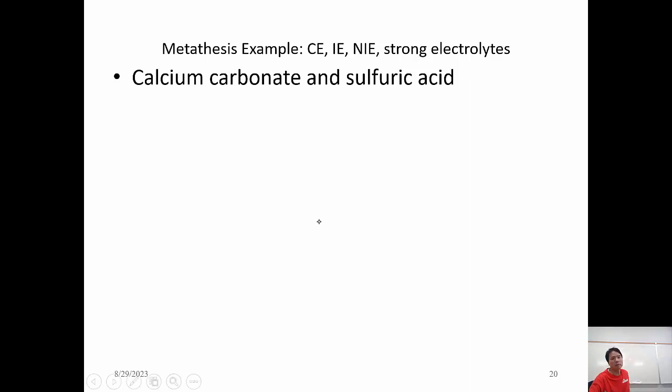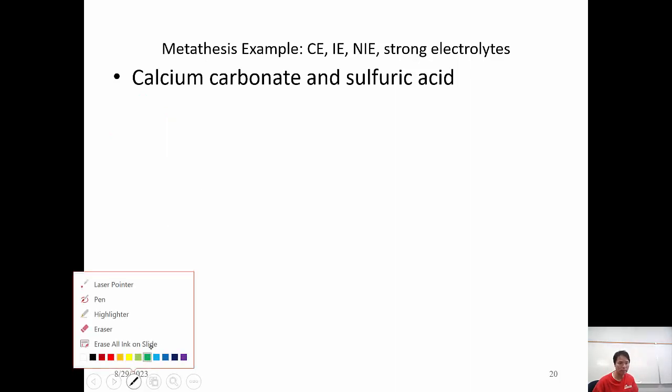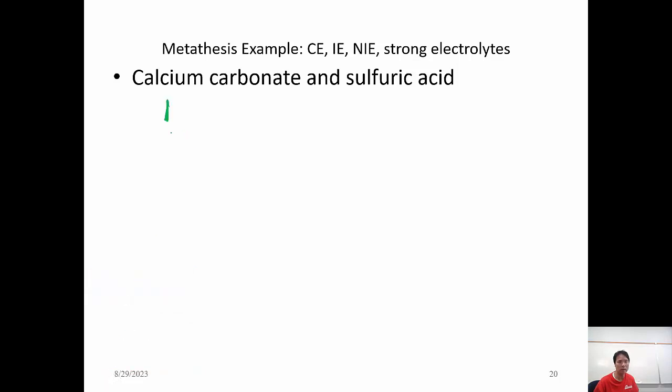So what I'd like to do with these, we have the A, B plus C, D type reaction here. So A is our calcium ion. B is carbonate. And then sulfuric acid, A is going to be the hydrogen of the sulfuric acid. This is H2SO4. And B is going to be the sulfate. And so we have calcium sulfate and hydrogen carbonate.